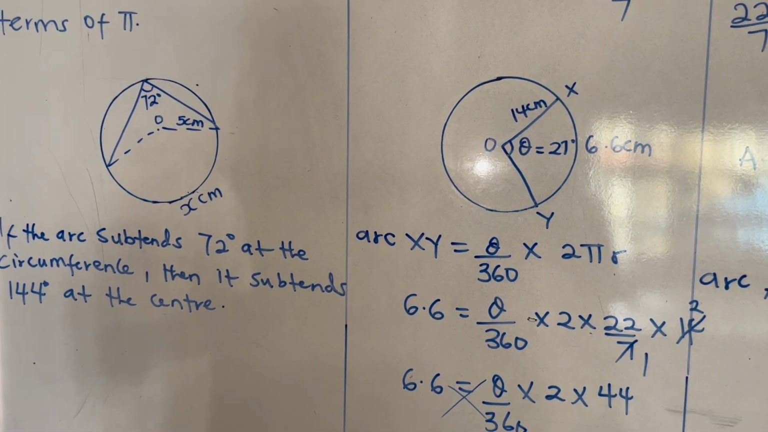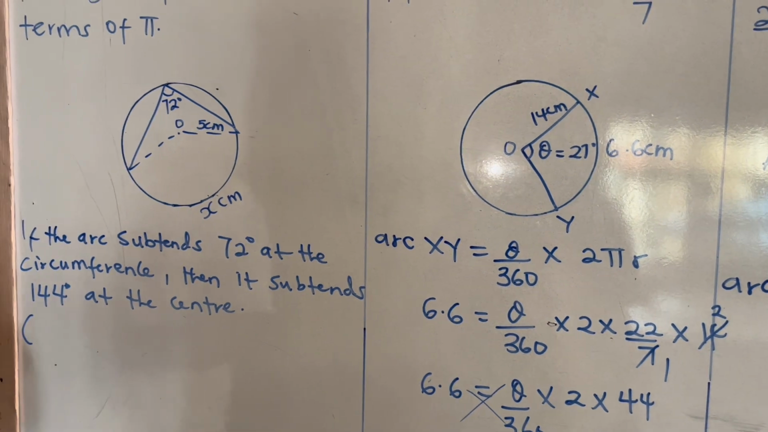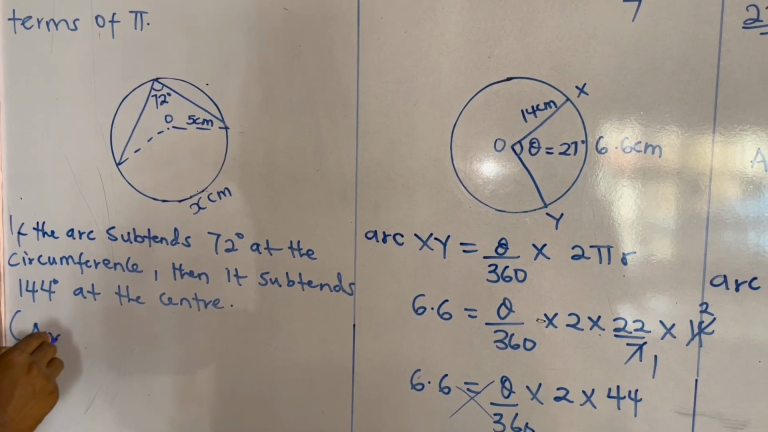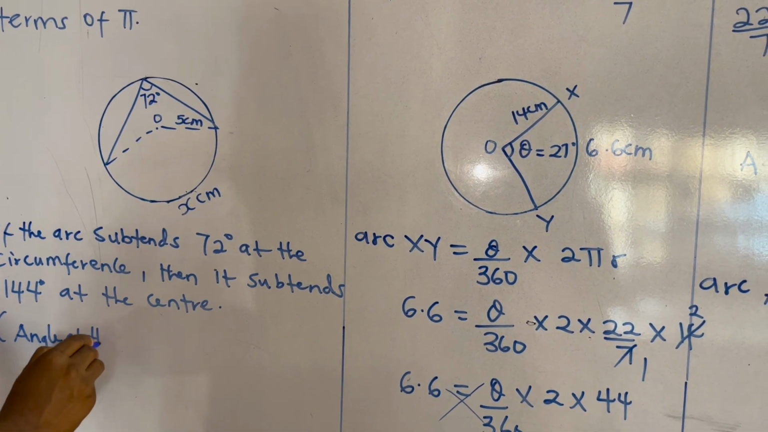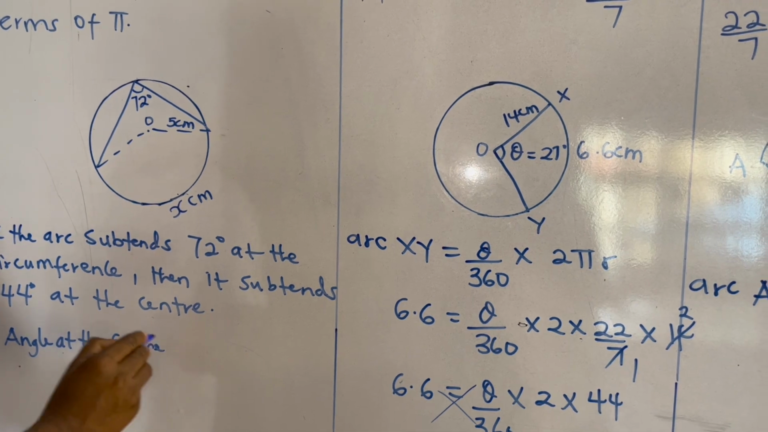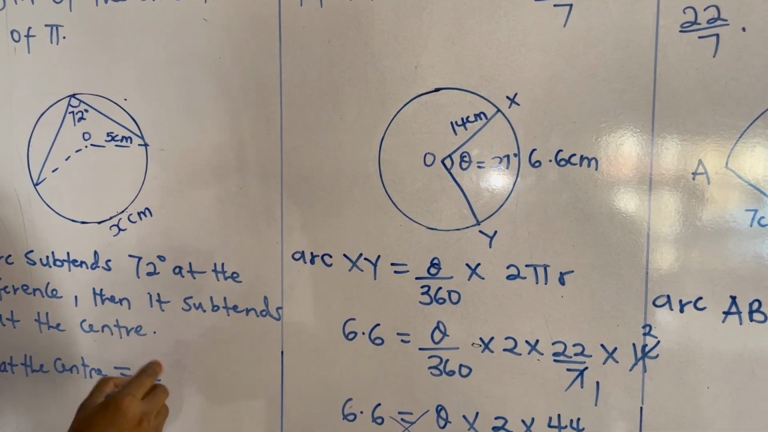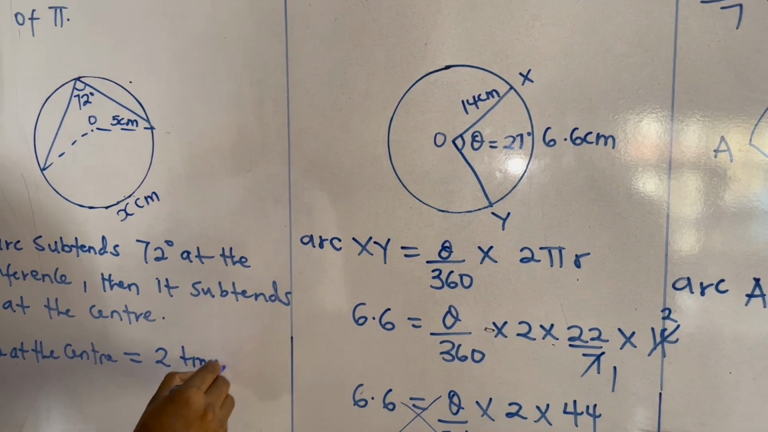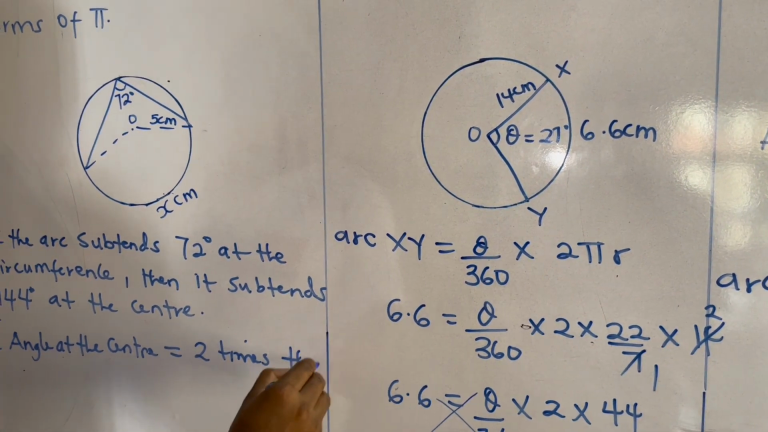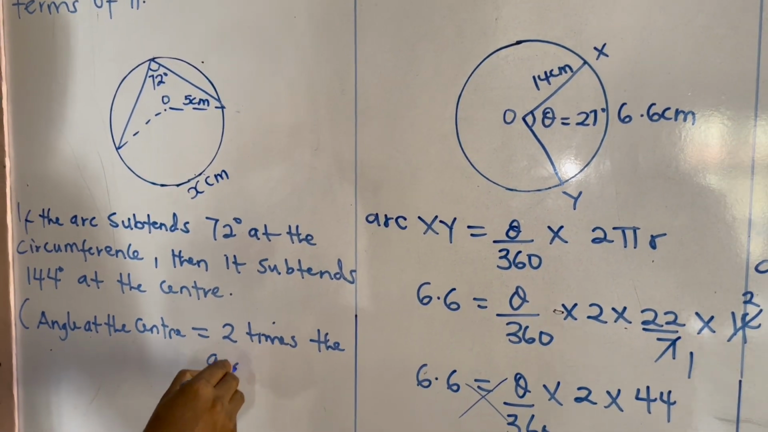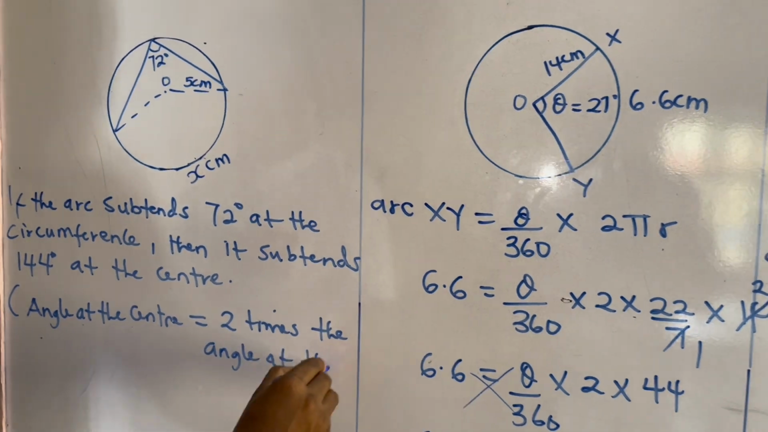Alright, how is this possible? We also have a law that the angle at the center is equal to 2 times the angle at the circumference.